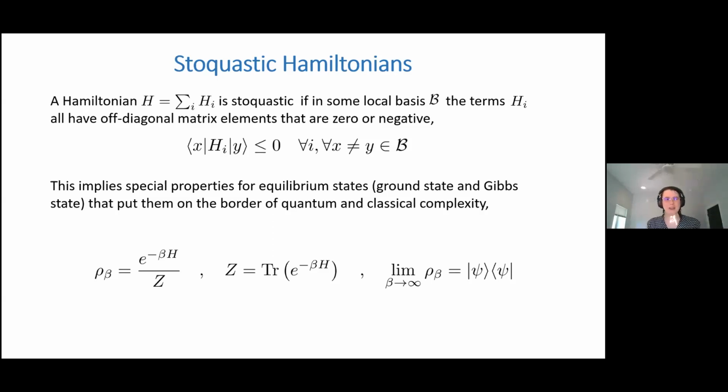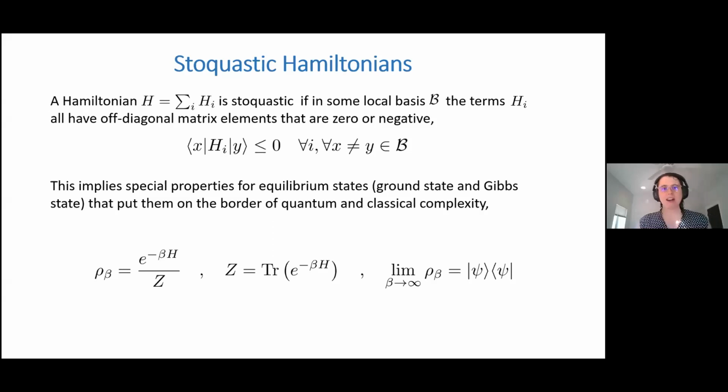So let's think of a Hamiltonian H equals the sum over i of H_i. So it's a local Hamiltonian. Each H_i involves up to k of the qubits interacting with, say, Pauli matrices, right? The whole space has this tensor product structure of qubits. So this Hamiltonian is stochastic if in some local basis, local with respect to the tensor product structure, the terms H_i all have off-diagonal elements that are zero or negative, okay?